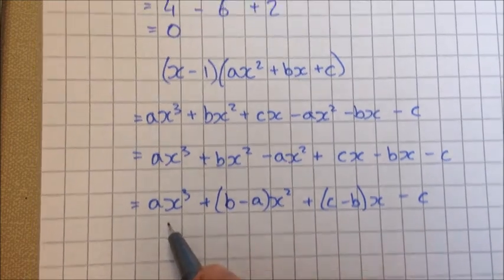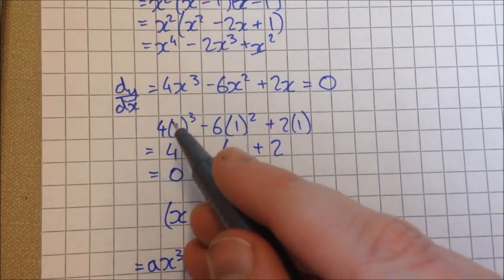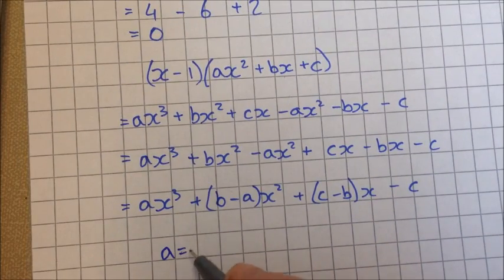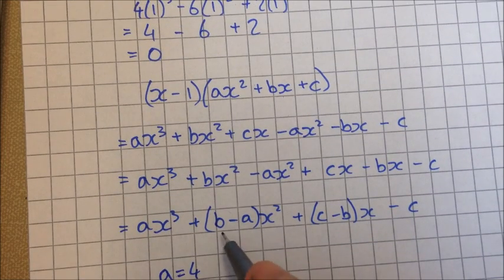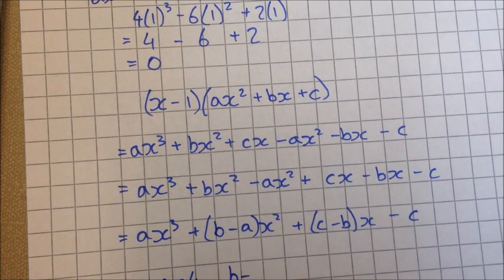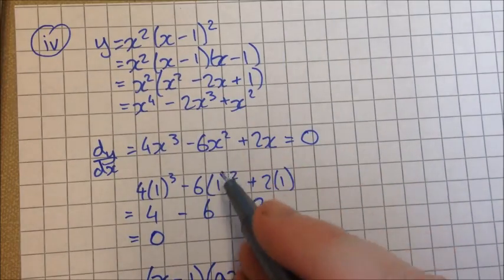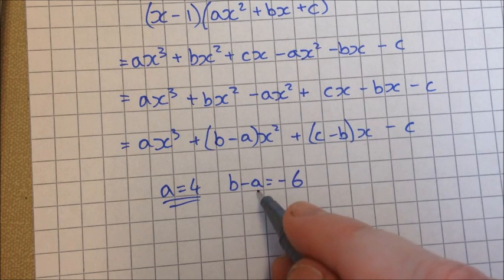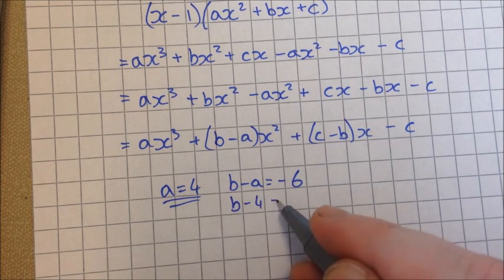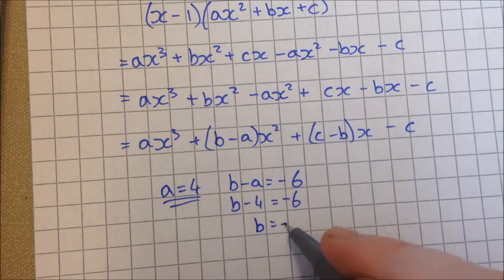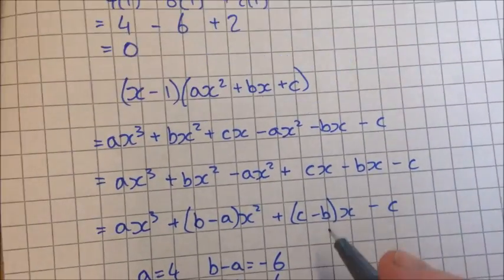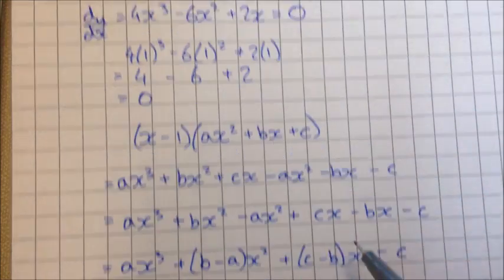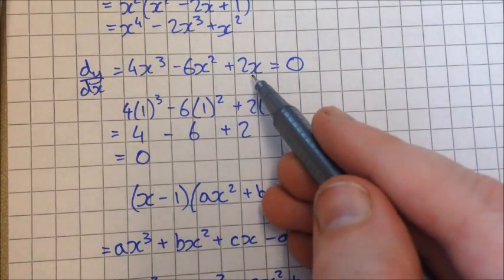Right, looking back at our original expression, we know that the a must be 4. So we can plug that in. A equals 4 there. The b take away a is the number of x squared, so that's negative 6. So we already know that a is 4, so b take away 4 is negative 6, so b is negative 2. And the c take away b, which is the number of x, must be 2.